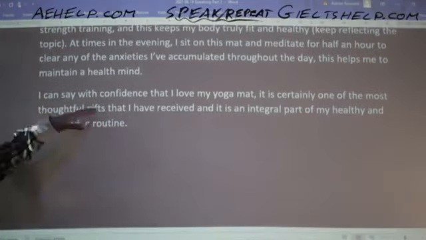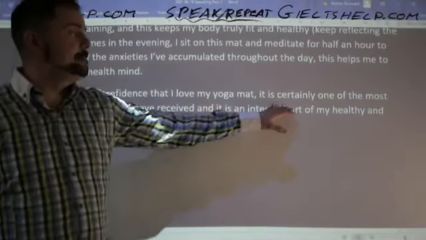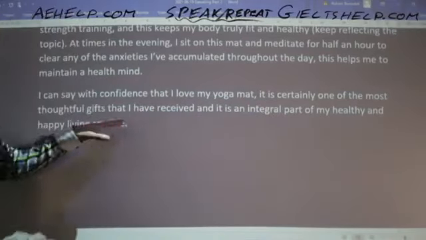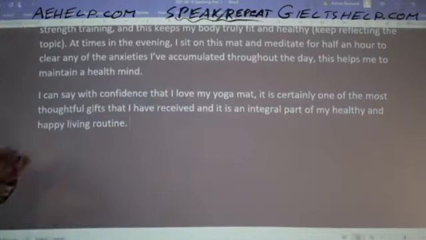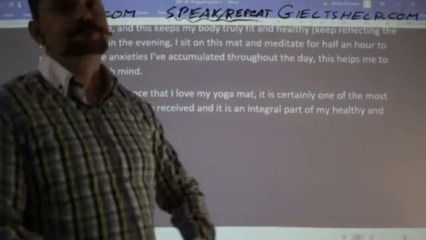I can say with confidence that I love my yoga mat. It is certainly one of the most thoughtful gifts that I have received, and it's an integral part of my healthy and happy living routine.